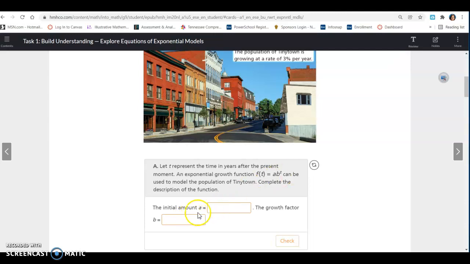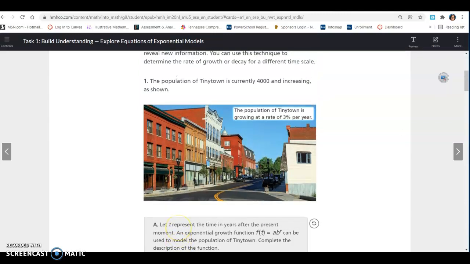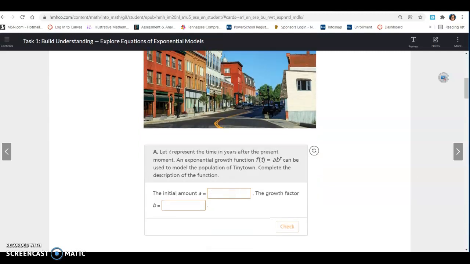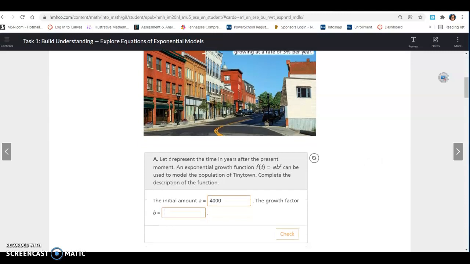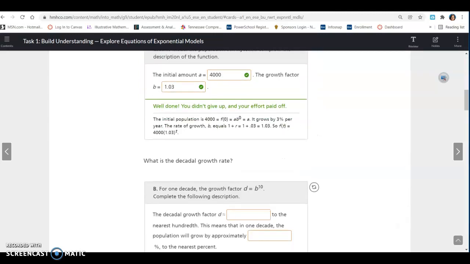It asks for the initial amount and the growth factor. Up here, it gives us the initial amount of 4,000 and a growth rate of 3%. So we're going to put 4,000 here. And it says a growth factor. Remember, a growth factor has to be greater than 1. So we're going to change the 3% to 0.03, and we have to add that to 1. So 1.03, that's our 1 plus our interest rate. Remember, the b can also be 1 plus r, which is our rate. So in this case, that's what we're doing.